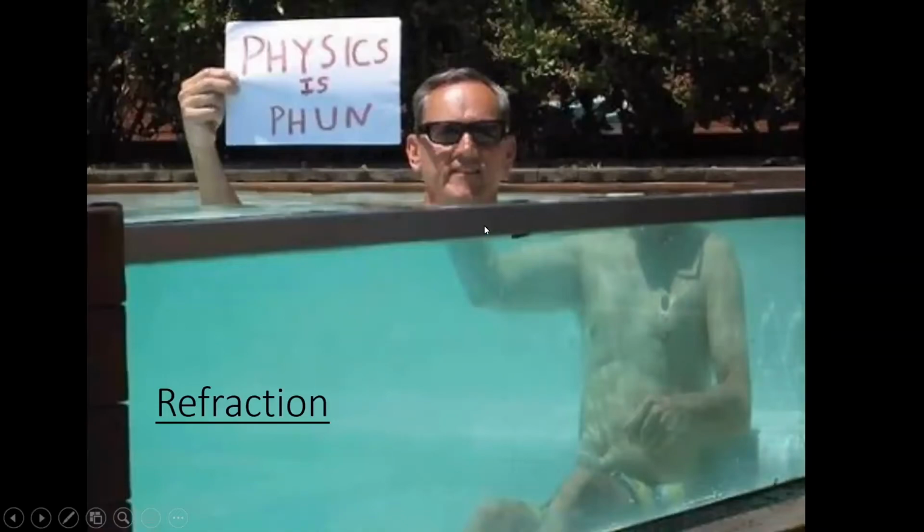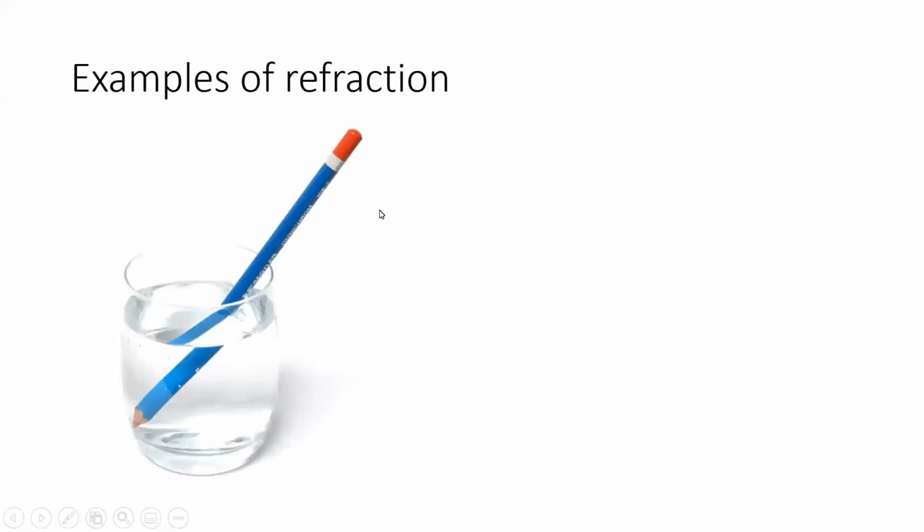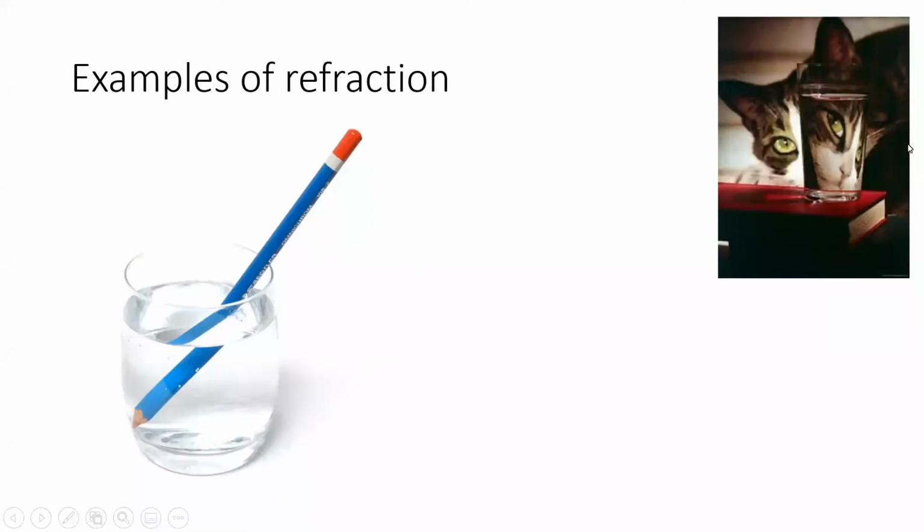Refraction, so you can see this man's head looks like it's separate from his body, but that's caused by refraction, which we'll talk about. It's quite a fun thing. Okay, examples of refraction. If you put a pencil, I wouldn't use a pen, but a pencil is fine, in a glass of water, it looks like it's bent. Like the man's head, it looks like it's bent. It's refraction, it's bending the light. There's a cat, and you can see the image of the cat's face has been bent a bit there.